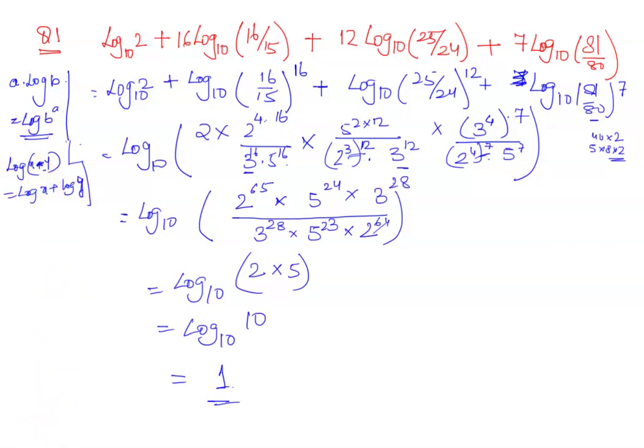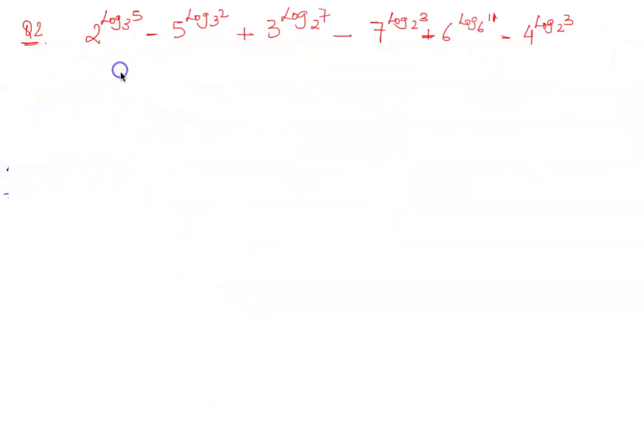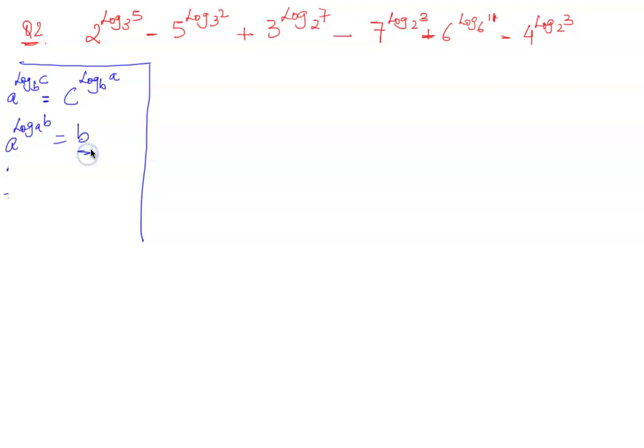Let's do the second question. Okay, let's solve this second question. So what are the properties that we have learned? We have seen that a log c to the base b is equal to c log a to the base b. That is one property we have seen, and if you want to see the proof, you should go back to some old videos. And a log b to the base a is equal to b. These are the two properties that we have seen. So now let's apply this.